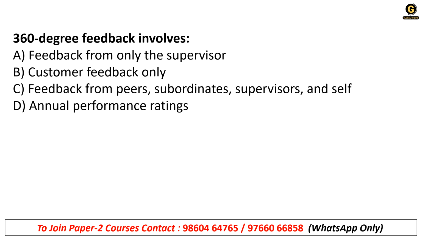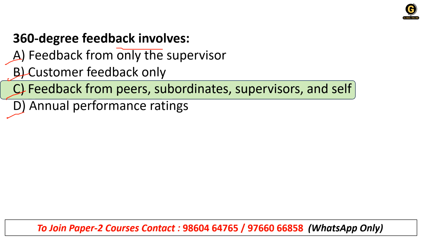Very important question, everyone. 360-degree feedback involves: A, feedback from only the supervisor; B, customers' feedback only; C, feedback from peers, subordinates, superiors, and the self; and D, annual performance rating. What is it? You can give your answer in a comment. All right, so option C is the correct one.